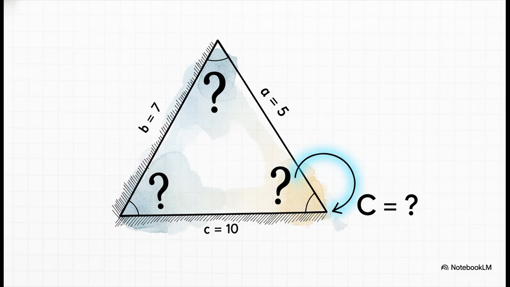Okay, example 2. Now we're dealing with a side, side, side situation. We've got all the sides. A is 5, B is 7, and C is 10. But we don't have any angles. Our job is to hunt one down, and we're going to go for our angle C.